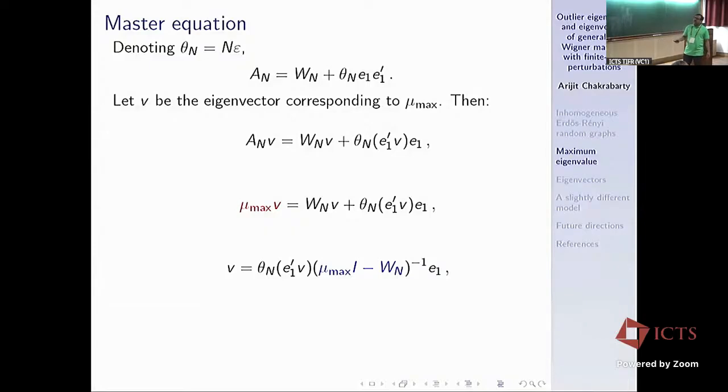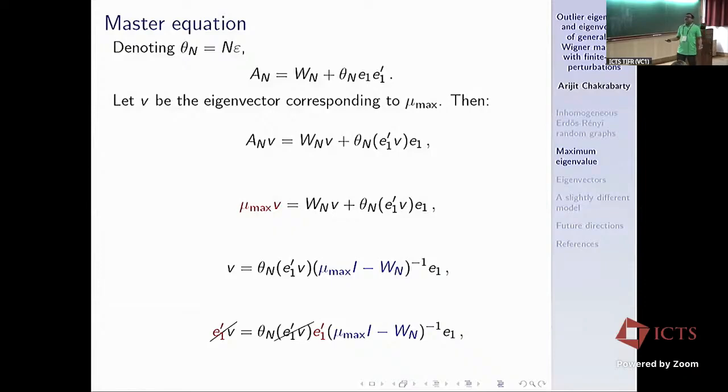And therefore, you can take it to the right-hand side. So V becomes this. Okay, so the two steps hidden over here: I bring this to the left side and then multiply by the inverse. Then what we do is we multiply both sides by E1 prime. Okay, so E1 prime V, and then there's an E1 prime coming over here.